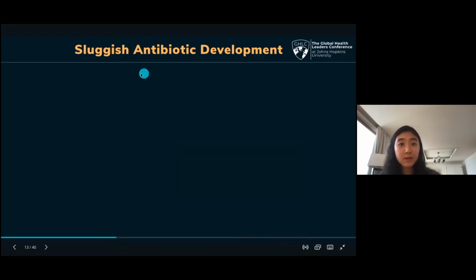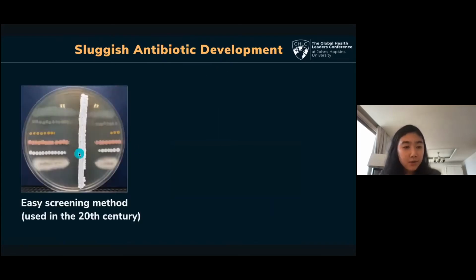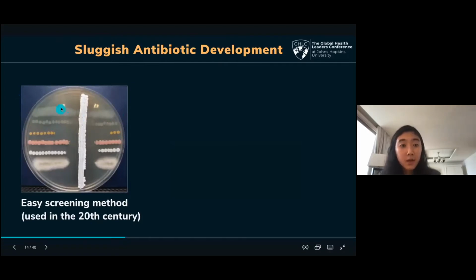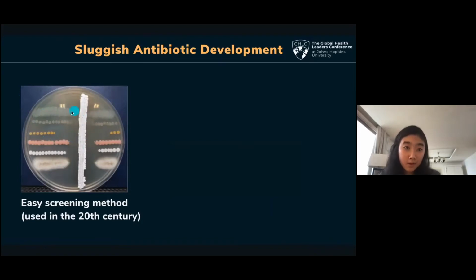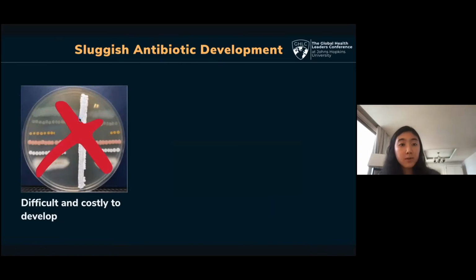Adding to the problem is that the development of new antibiotics is sluggish. This photo shows how new antibiotics were found for much of the 20th century. It was an easy screening method. These horizontal lines are different types of bacteria, and this vertical line is a microorganism that secretes an antibiotic that kills the bacteria all around it. Today, we have screened virtually all of the naturally occurring antibiotic classes, which means that pharmaceutical companies have had to turn to more difficult and costly methods to develop new antibiotics.